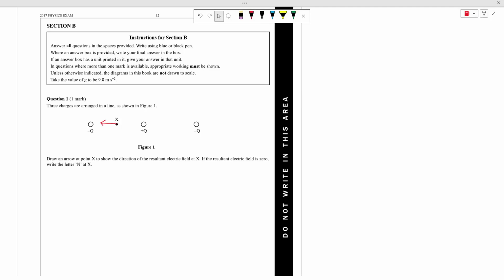According to our examiner's report, 63% got that mark. Most common error was to state there was no field at point X, and I'm assuming that's because people probably forgot that charge was over here, and said, oh look, you're exactly halfway between 2 other charges, and so they cancel out. But that's not true, because the electric field from both of these charges points in the same direction. So I think it's just a misunderstanding of what was going on there.